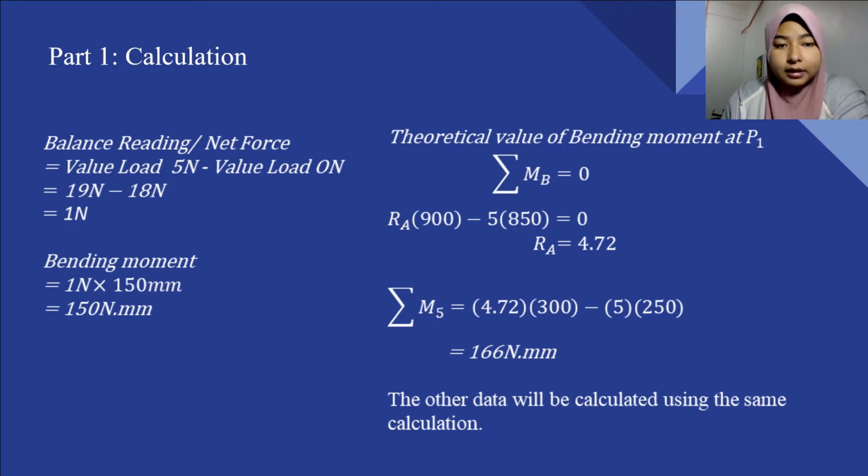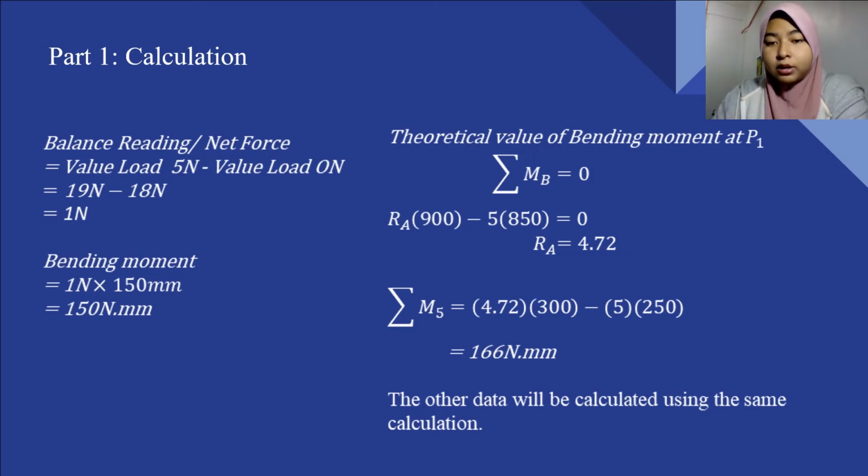So after getting the net force, we can calculate the bending moment for the experimental value. Net force will be multiplied with the 150 millimeter to get the bending moment. For example, in this calculation, the net force of value load 5 Newton, which is 1 Newton, multiplied with the 150 millimeter, we get 150 Newton millimeter.